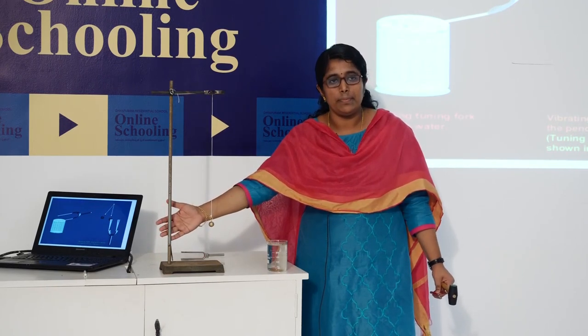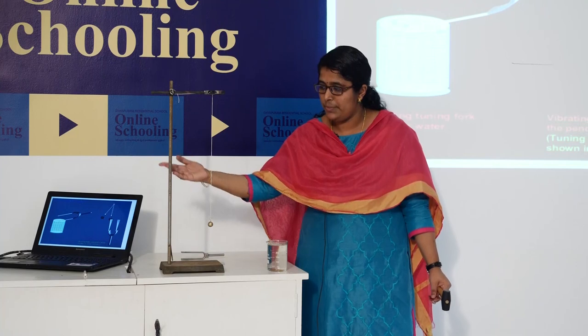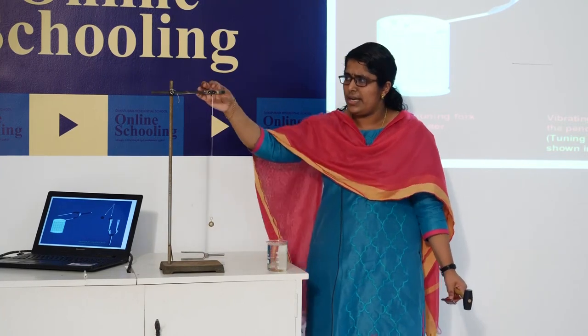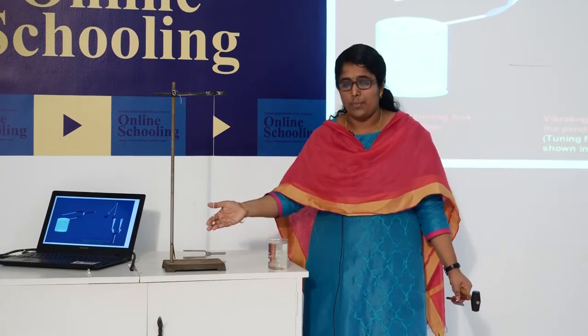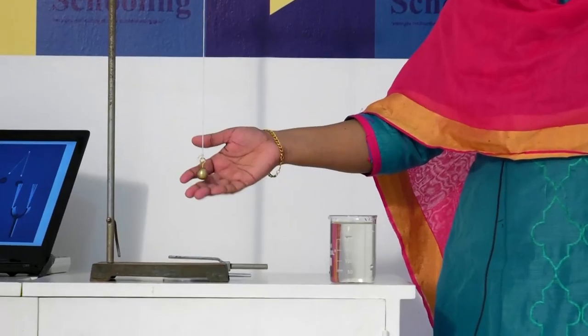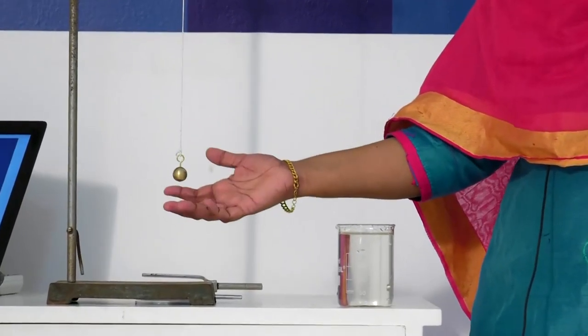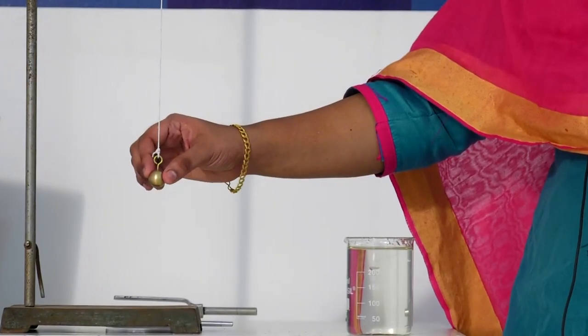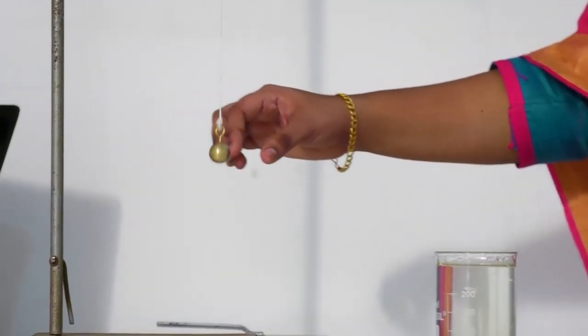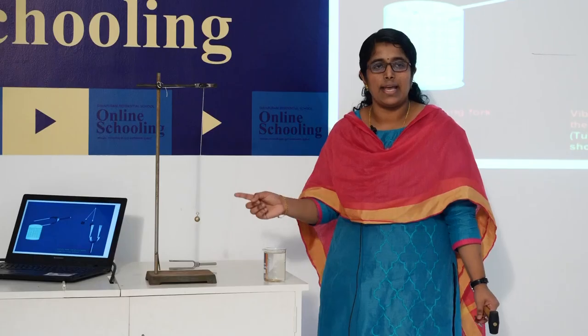This is a simple pendulum arrangement. Simple pendulum means it's just a string, at the end of which a bob is tied. The bob is a metallic iron ball. That's all. Why it is called a simple pendulum: when it is moving, it oscillates just like a pendulum.